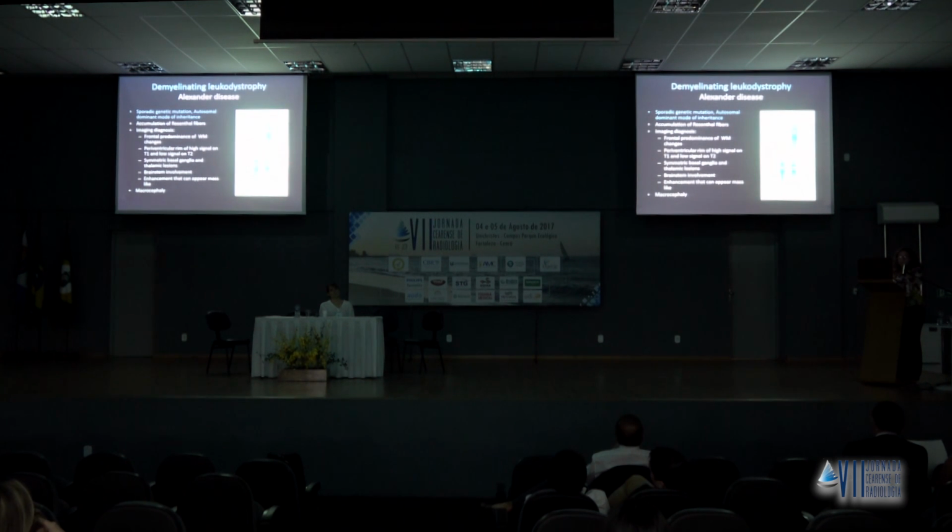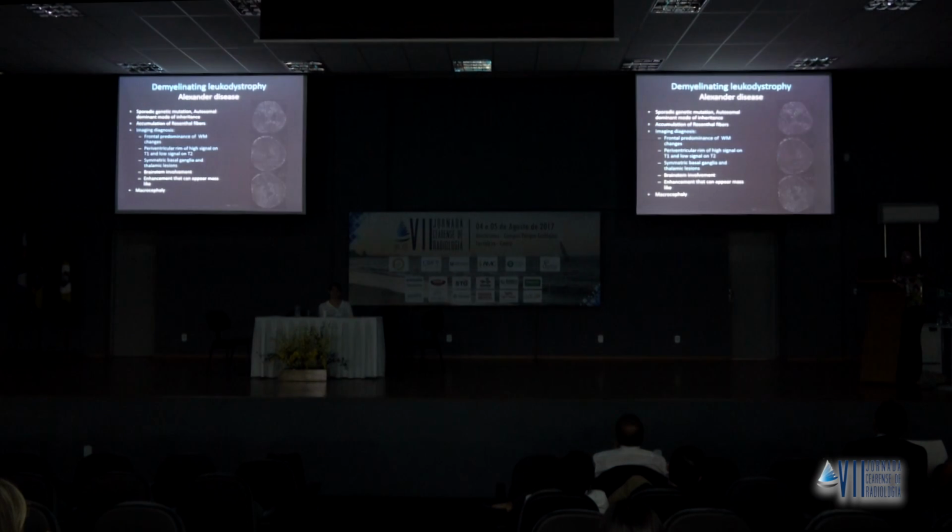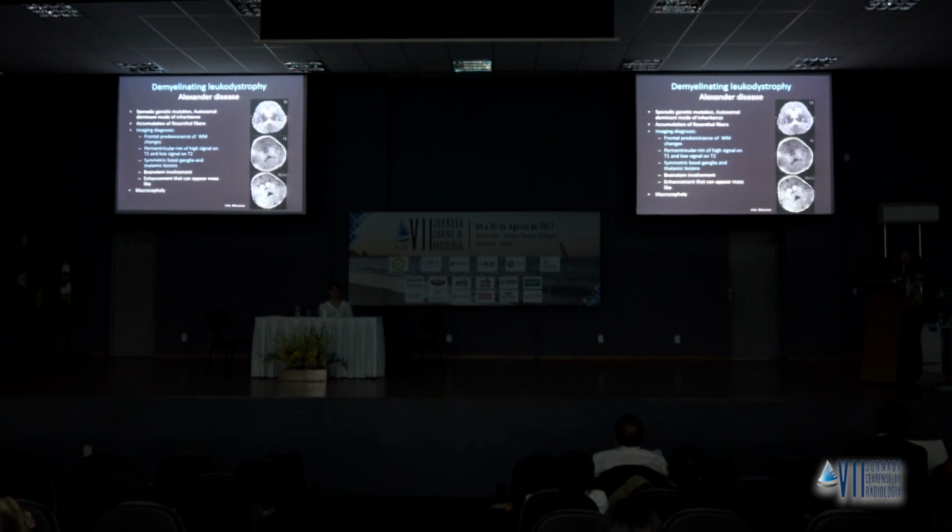Alexander's disease. This is a sporadic genetic mutation that can actually have a dominant mode of inheritance. So there's a 50-50 chance that one of the children can get this. This is very interesting because it's characterized by accumulation of Rosenthal fibers right here. And these are the same fibers that you see with juvenile pilocytic astrocytoma. And perhaps this is why we have the imaging appearance that we do.